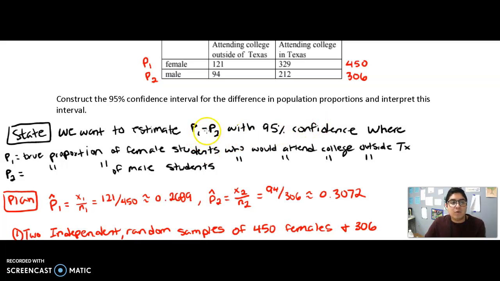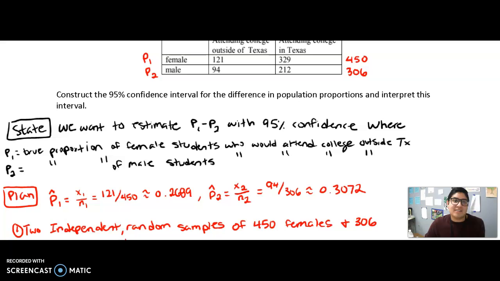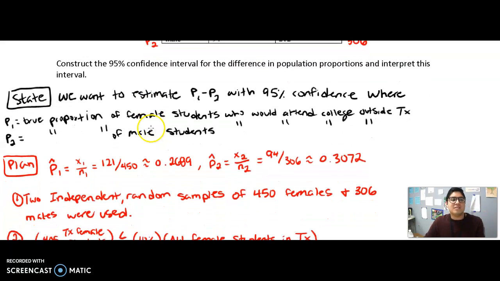We want to estimate P1 minus P2 with 95% confidence, where P1 is the true proportion of female students who would attend college outside of Texas, and P2 is the true proportion of male students who would attend college outside of Texas. Now, these little dashes that I'm making are just shorthand for the reader to know that this is the same, here's a difference, same. So you can use that cheat sheet in class. Now, on the AP exam, they would fully expect you to write out these parameters, and it's okay, just an extra sentence.